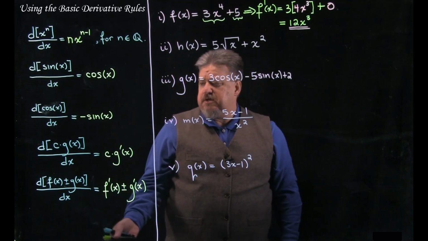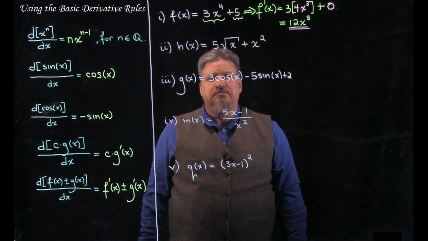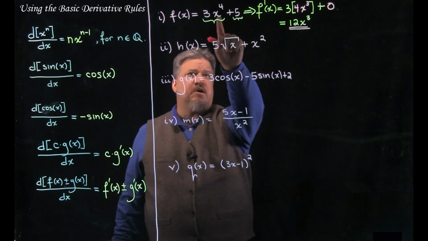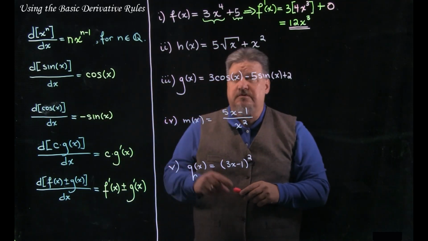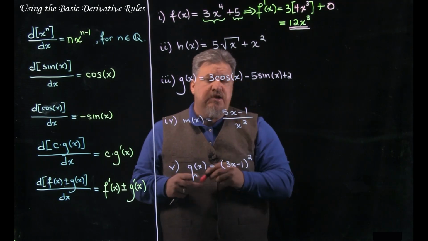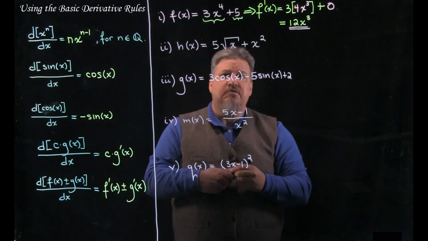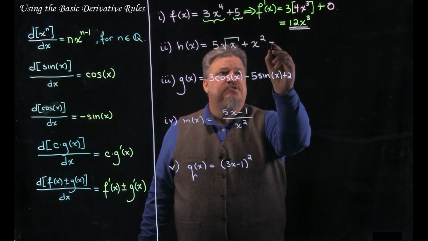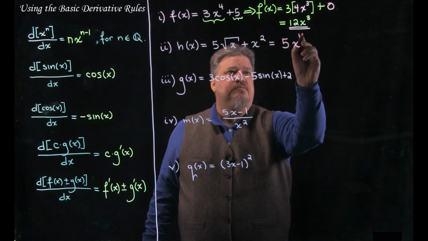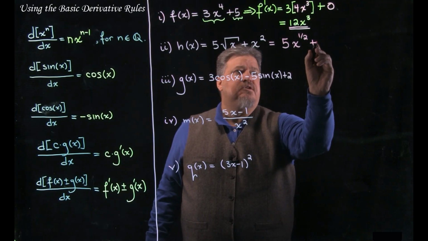Well, at first blush, we don't see a derivative rule for the square root of x. Clearly we can do the derivative of x squared similar to the manner in which we did the derivative of x to the fourth. But we can rewrite the square root of x exponentially, with an exponent. The square root of x is x to the 1/2.